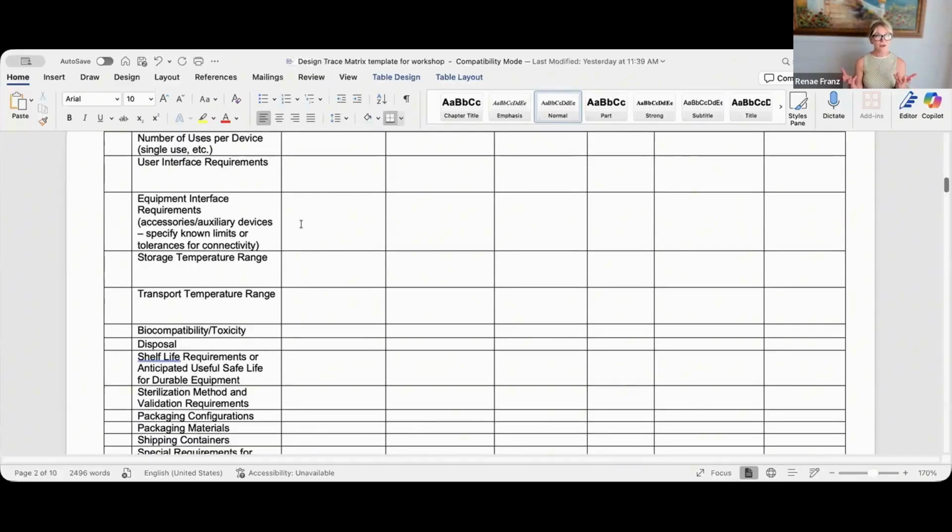Equipment interface. So for this particular device, it needed to operate on both AC power and battery. And that leads to this next one, storage and transport temperatures.